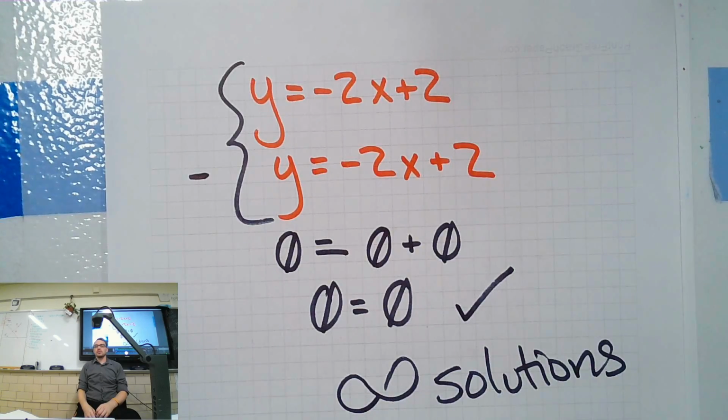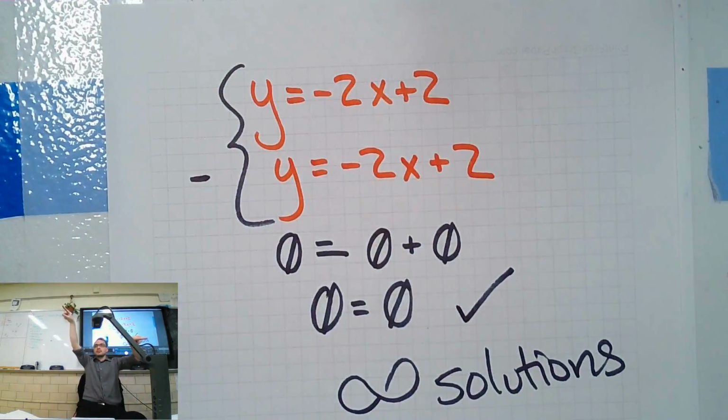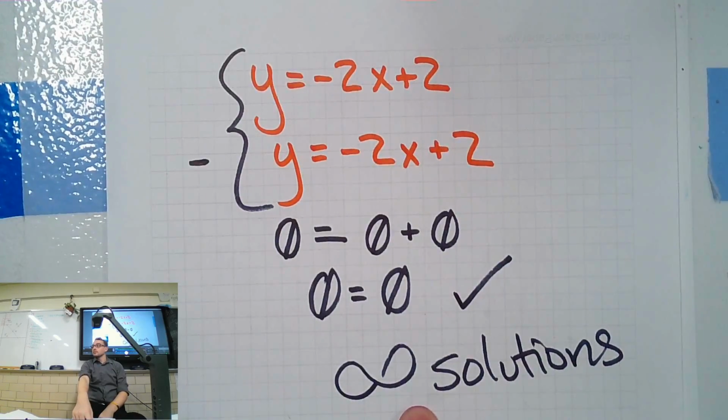Because they pass through every single point. What do you mean? They're both the same line. They're the same equation. So if you were to graph them, wouldn't they be the same line? How often do the same lines intersect? Always, constantly, right? They're the exact same line. They agree everywhere. So infinitely many solutions.